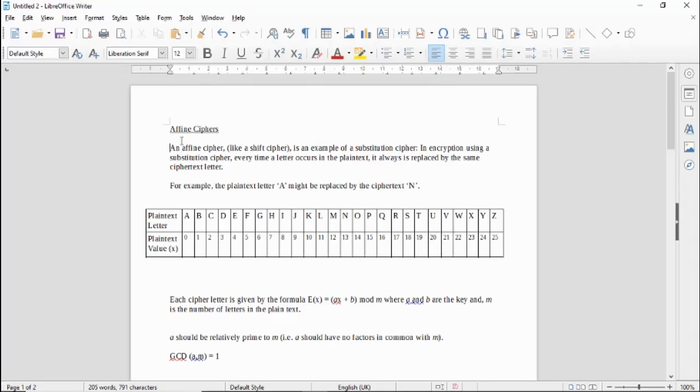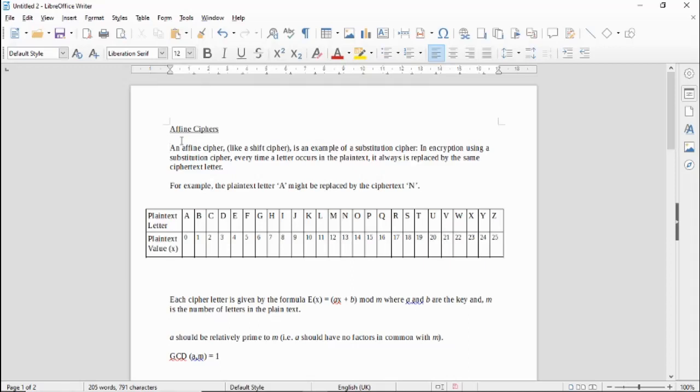Hello there, and I'm going to teach you how to encrypt using an affine cipher. An affine cipher is an example of a substitution cipher. When encrypting using an affine cipher, a letter occurring in the plain text will be replaced by the ciphertext letter.